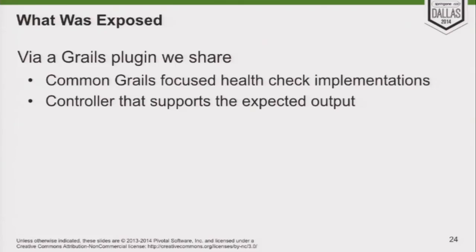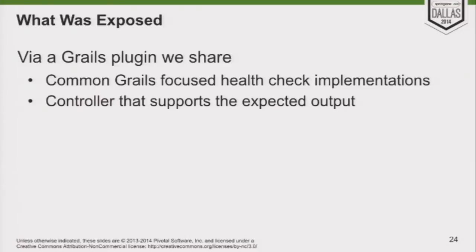So what we did is, via a Grails plugin, we share any Grails-focused health check implementations and a controller that actually generates the expected output and has the URL mapping set up for us. So as soon as you put this plugin in, a health check's going to return. So it basically validates that your Grails app is up and running out of the box. So given this and the kind of skeleton work we've done before, we should now have a deployable app that at least spins up, validates that the boxes are running, and everything's working.